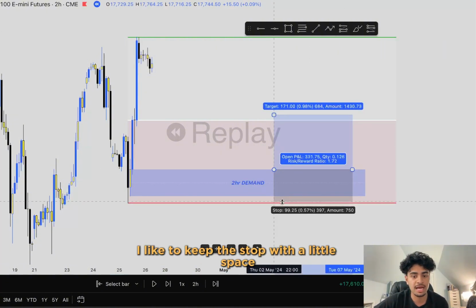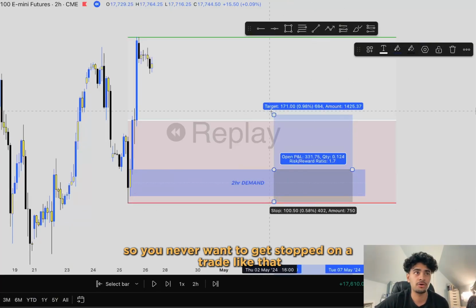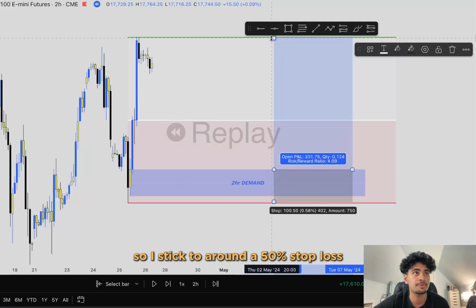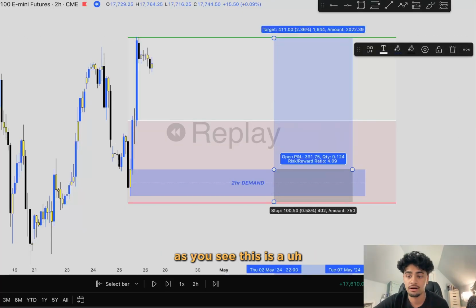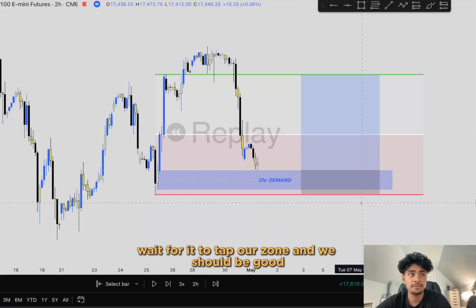I like to keep the stop with a little space at the bottom because there's always orders at the distal of demand, so you never want to get stopped on a trade like that. I trade these on options, so I stick to around a 50% stop loss. As you can see, this is a 4-to-1 risk to reward. We'd enter some longs here. Let's wait for it to tap our zone and we should be good.